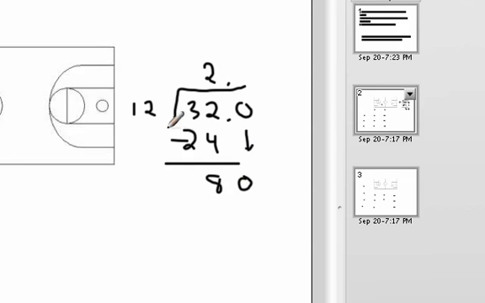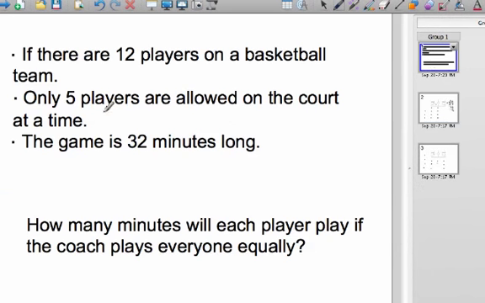We say that 12 goes into 80. I believe 12 goes into 80 6 times. 6 times 12 is 72. So we could write that right here, and if you didn't know that, you could always do it off to the side. Then 80 minus 72 is 8, and it looks like it's going to be one of those that just keeps on repeating. So this is what it would be like if there was only one player allowed on the court at a time. Of course, the problem tells us that 5 are allowed on the court at a time.